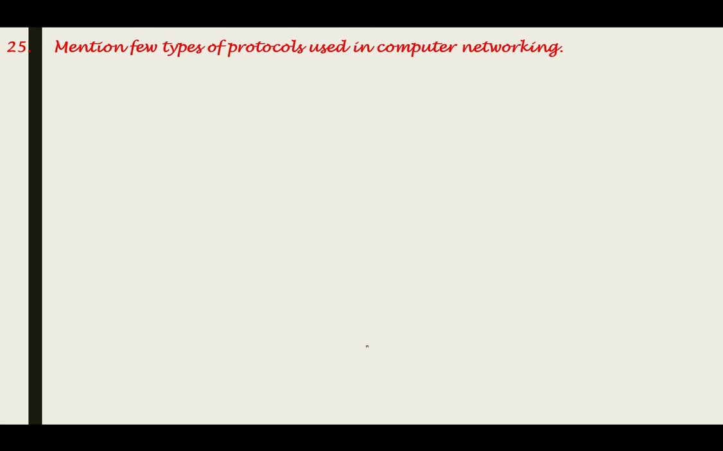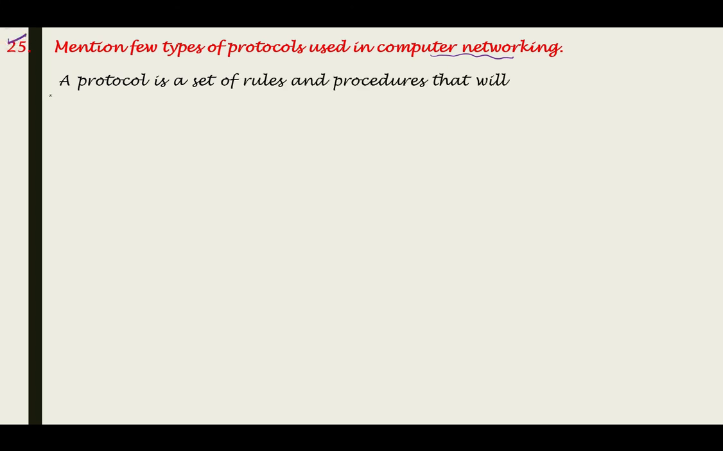Then the next question: mention a few types of protocols used in computer networking. Many would have got confused with this. This is from the modern communication chapter, and in this the few protocols I had given, explain or expand IP, TCP, all those things. It is a part of that only. The question is asked in a different way. This was also given in the video.